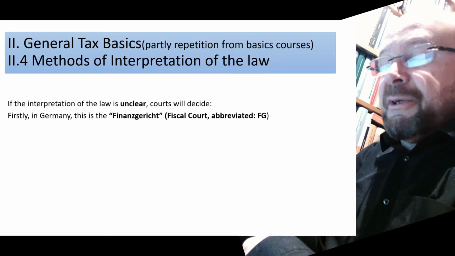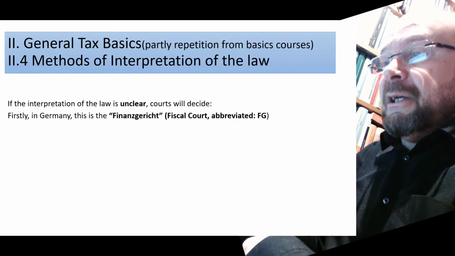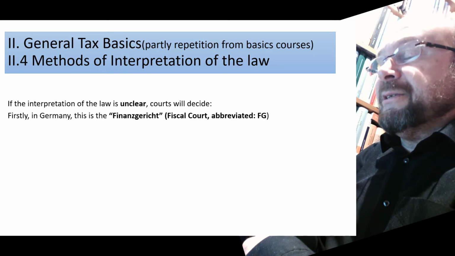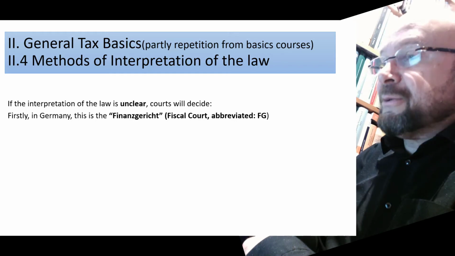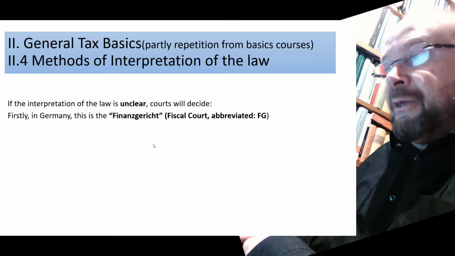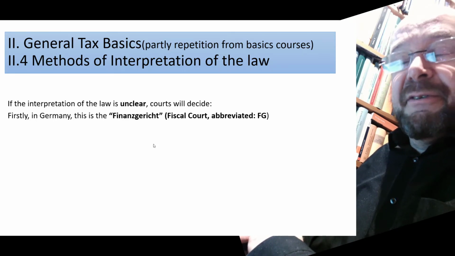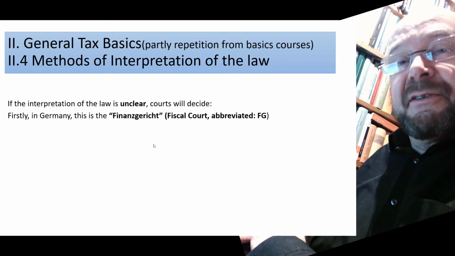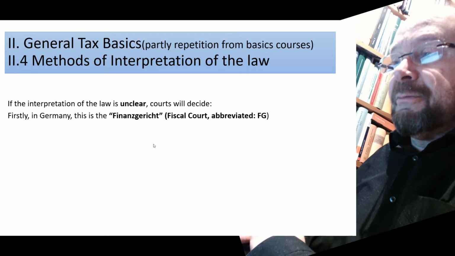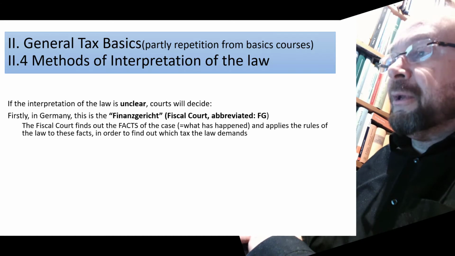These neutral persons are naturally judges who sit in courts. In Germany, the first instance or institution which is dealing with your case if a matter goes to court is the Finanzgericht, that is the fiscal court. The general abbreviation is FG, so FG Düsseldorf would be the Finanzgericht of Düsseldorf, which is competent to decide on everything which goes to court in the region around the German city of Düsseldorf.